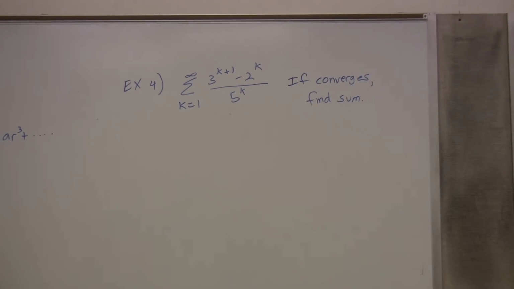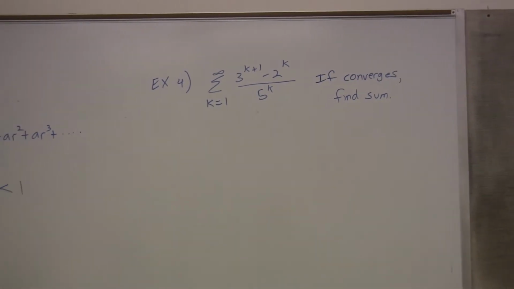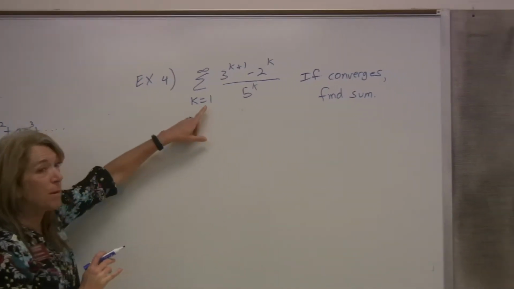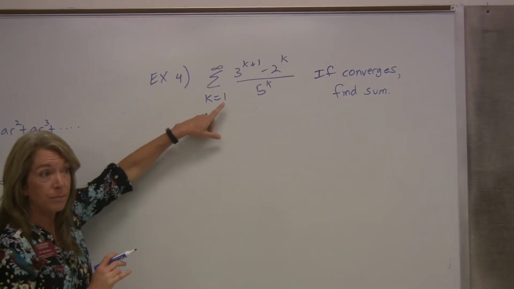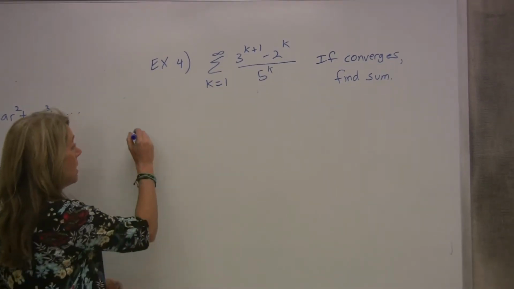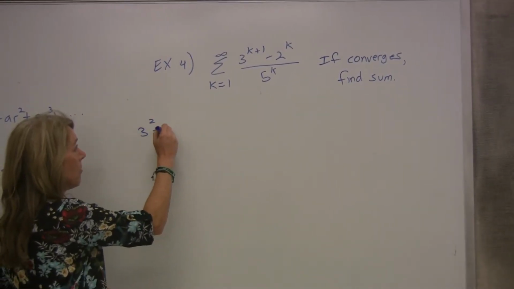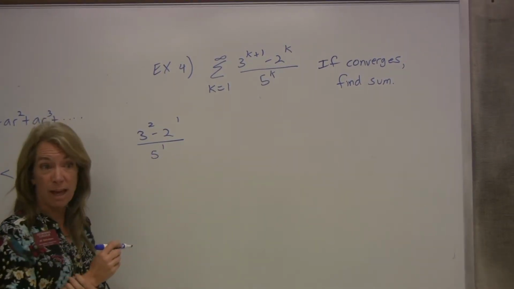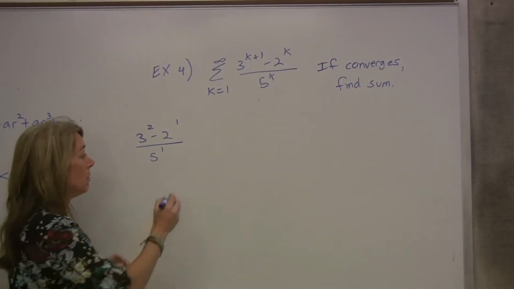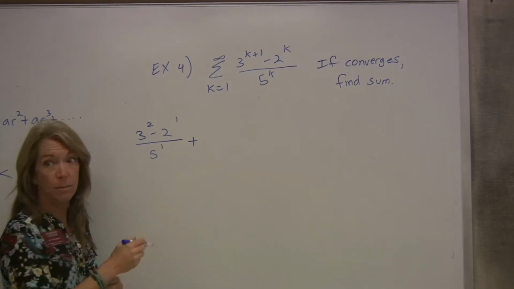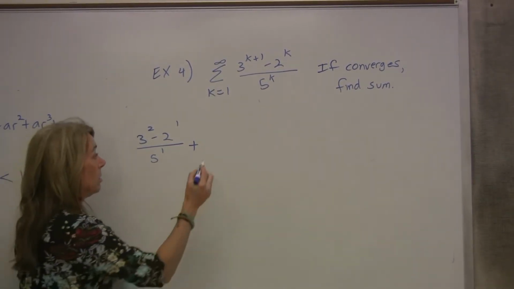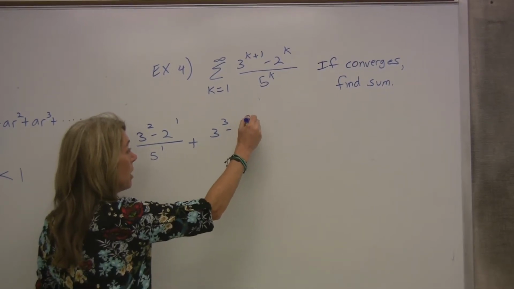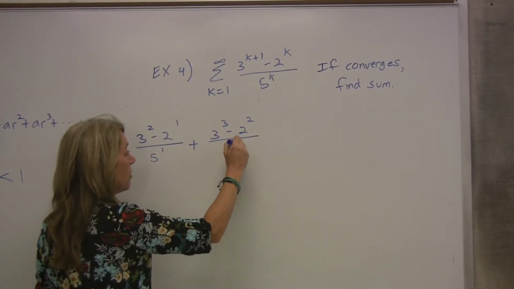So I think I'm just gonna start writing out a couple terms to see if I can find out what R is. I can't tell by looking at it. So I'm gonna start by plugging 1 into here. If I plug 1 into there, I'm gonna have 3 squared minus 2 to the 1 over 5 to the 1. I started with k equals 1. The next term, k equals 2, that'll be 3 cubed minus 2 squared over 5 squared.